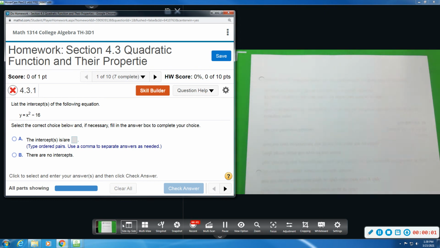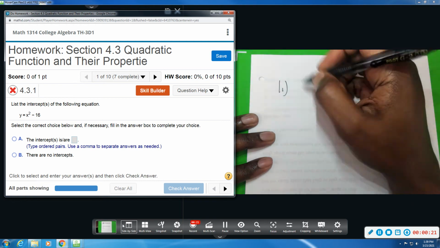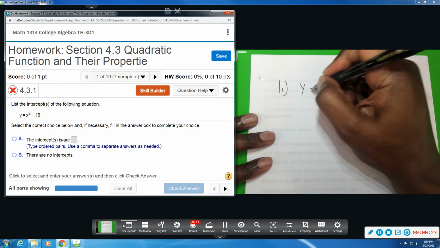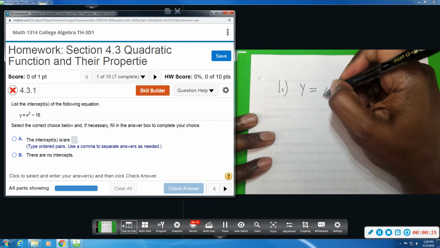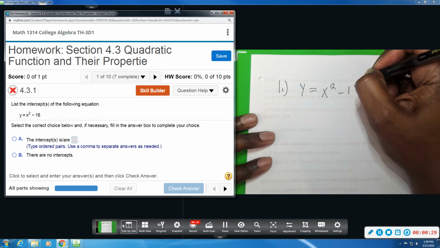All right, section 4.3, quadratic functions and their properties. We have 10 questions here. The first one wants us to list the following intercepts of the following equation. And so just recall, when we're doing intercepts, we have to substitute 0 for x or y. So we have x squared minus 16.